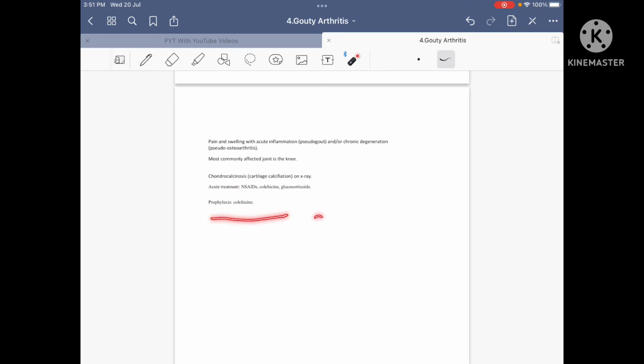So after this, you will be able to do the previous year questions from this topic and also the Marrow QBank of the same topic.